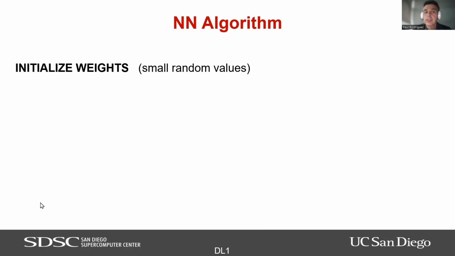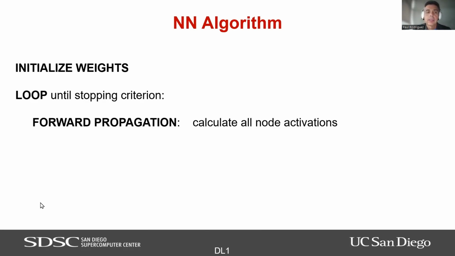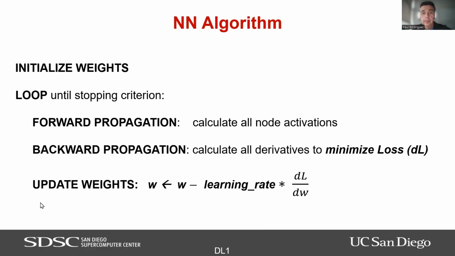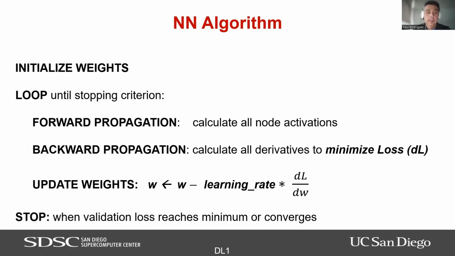Your first step, you're going to initialize weights. You've chosen some architecture, you initialize some weights. Then you're going to have some loop until some stopping criteria, we'll talk about that. You have a forward propagation step, a backward propagation step, an update your parameters step, and then you stop on your criteria. Typically, your criteria is going to be something like when the validation loss reaches a minimum, or convergence.